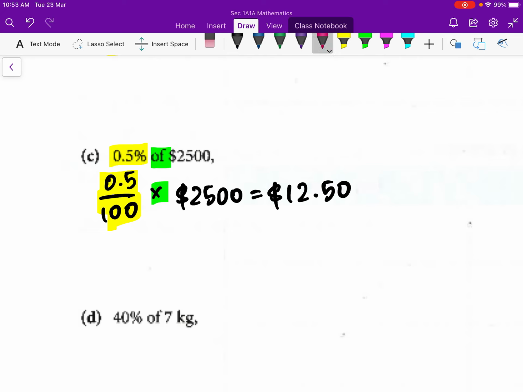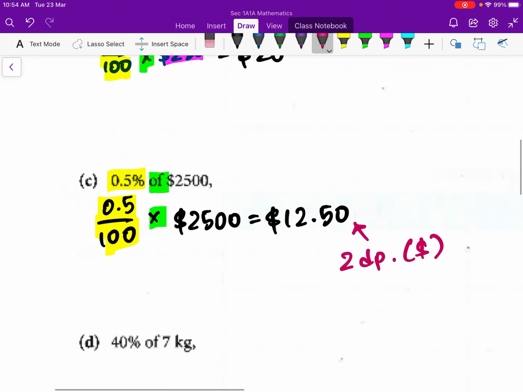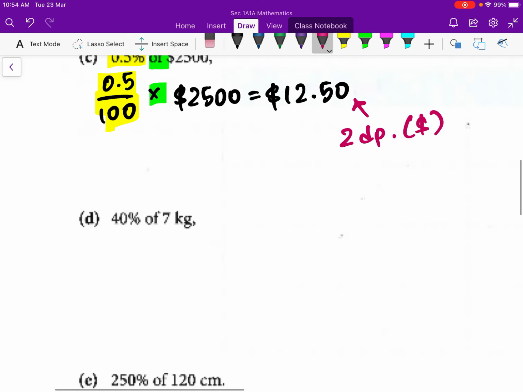So take note over here. 2DP. Why? Because money. Okay? Money 2DP. If there are cents involved, you cannot just write 0.5. Okay, it'll be 0.50. But look at the previous question. No DP, right? Because it is a whole number. Whole numbers don't need DP already. You don't need to put 0.00. Okay, then part C, same thing.